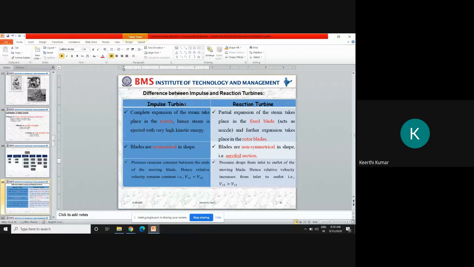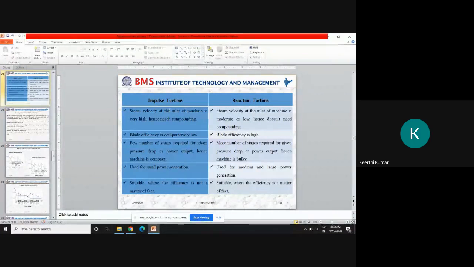So, in impulse turbine, nozzle is the main part where the complete pressure energy is converted to kinetic energy, and the blades are symmetrical and VR1 is equal to VR2. Here, there is an involvement of the fixed blade, and the expansion of the steam takes place partially in the fixed blade, partially in the rotor blade, and the blades are non-symmetrical, called aerofoil section, and here the value of VR2 is greater than VR1. Just remember these two values. Next.